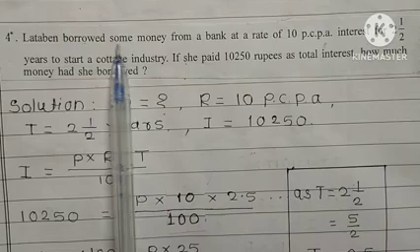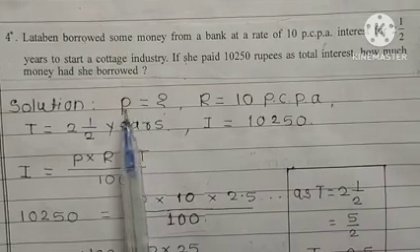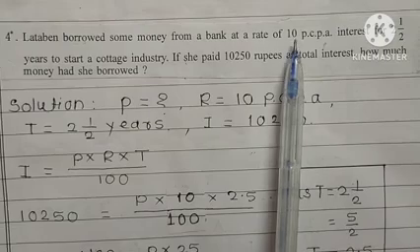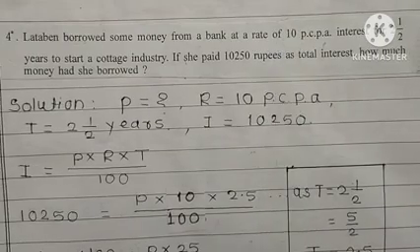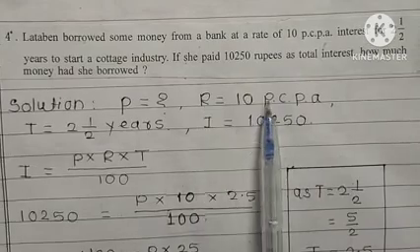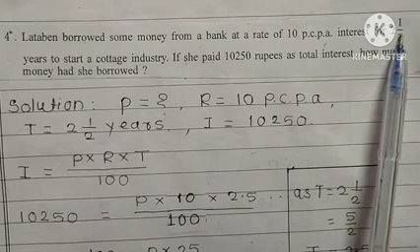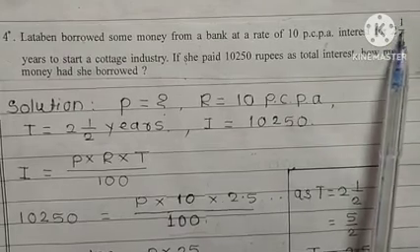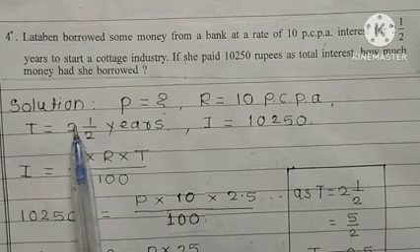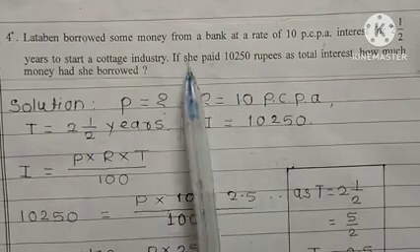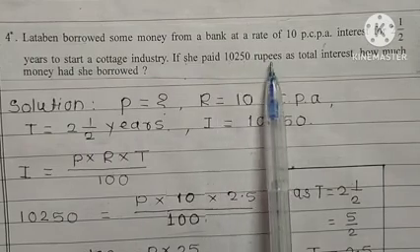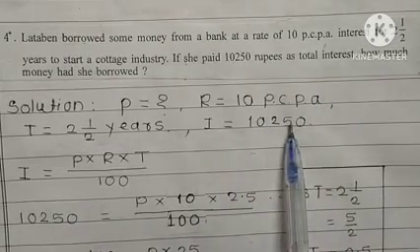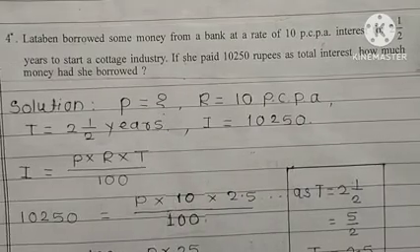Lataben borrowed some money. Some money, that means principal amount we don't know. Okay. Then at the rate 10 per cent per annum, that is R is equal to 10 per cent per annum. And interest for 2.5 years, that means this is time period. So T is equal to 2.5 years. She paid 10,250 rupees as total interest. So I is equal to 10,250. We have to calculate P.